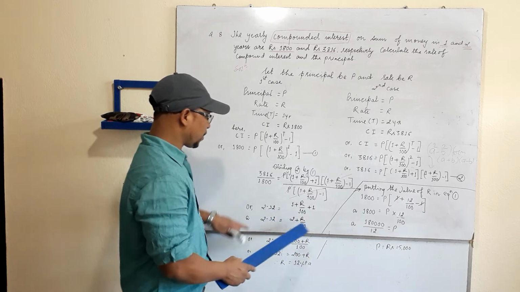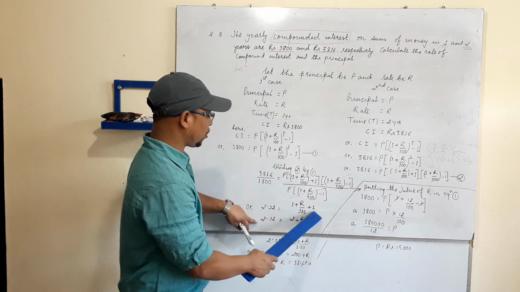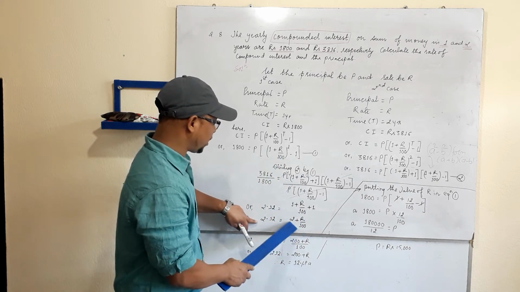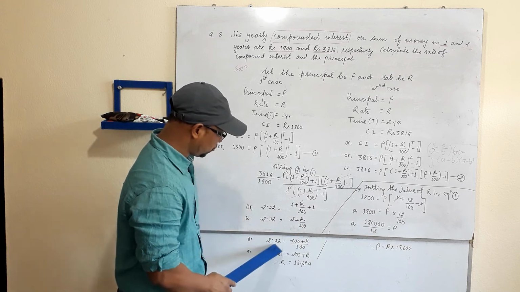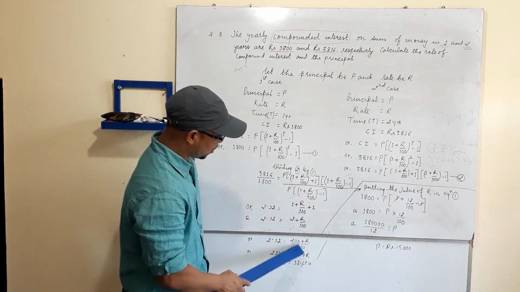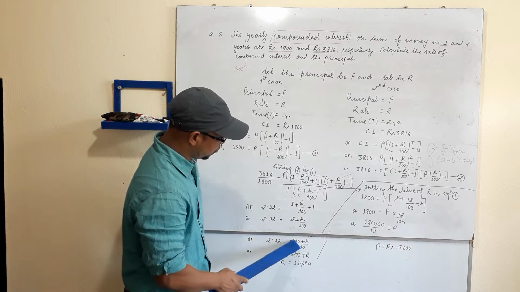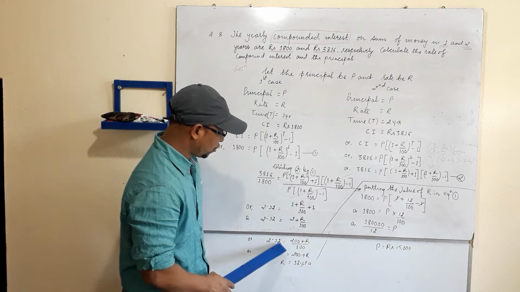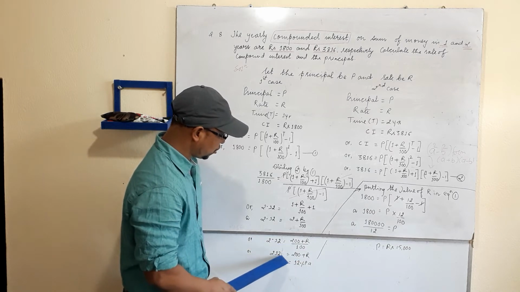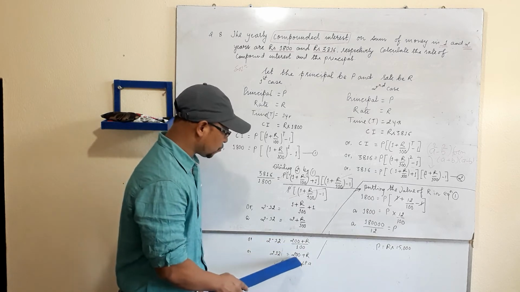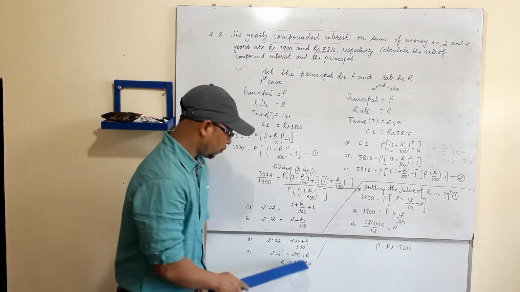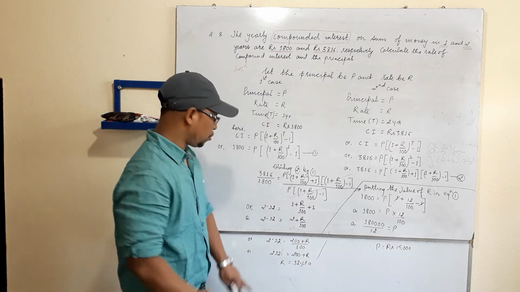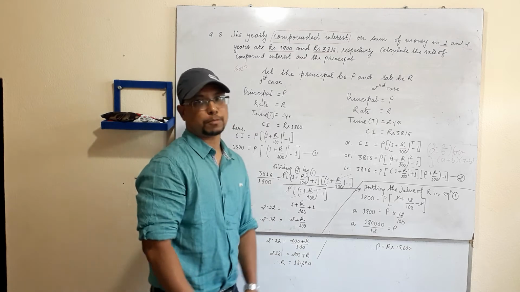So 1 + R/100 + 1 is left. Now let's simplify it. 1 plus 1 is 2, so 2 + R/100. Okay, now 2.12 equals, taking LCM, 100 is the LCM, so 2 into 100 is 200 plus R, over 100. Let's cross multiply. When you cross multiply, 2.12 into 100 is 212, equals 200 plus R. So from here R is 212 minus 200, that is 12%. So here R comes 12% per annum.